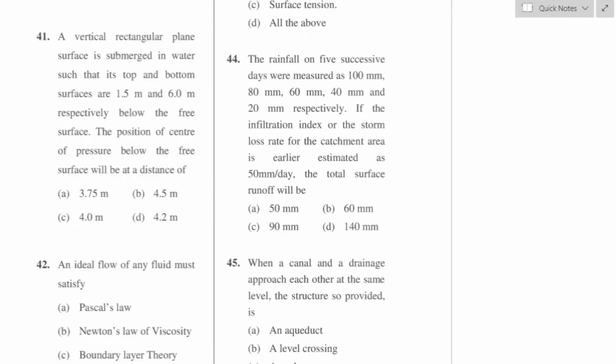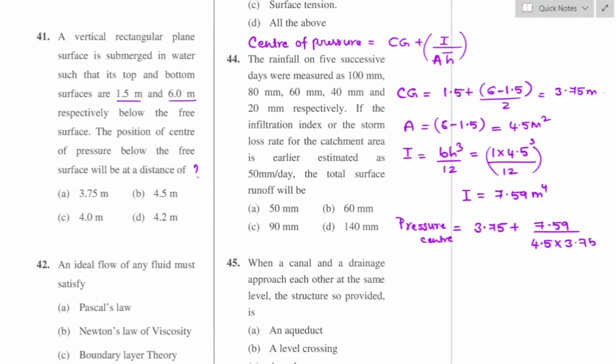Question number 41. A vertical rectangular plane surface is submerged in water such that its top and bottom surfaces are 1.5 meters and 6 meters respectively below the free water surface. The position of the center of pressure below the free water surface will be at a distance of. We know that the center of pressure for a rectangular plane surface is equal to the center of gravity plus moment of inertia divided by area into depth of the center of gravity of a rectangular plate. On calculating this, the center of pressure will be 4.2 meters. So the right answer is option D.